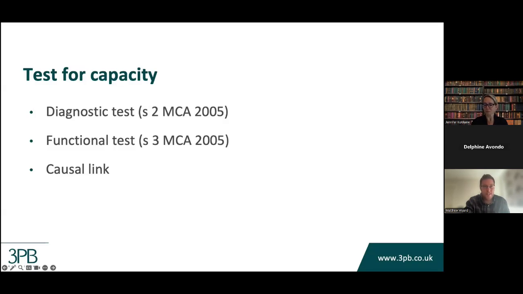But what then is the test for whether someone has capacity? Really, there are three elements. There's a diagnostic test at Section 2 of the Mental Capacity Act, the functional test at Section 3 of the Mental Capacity Act, and then the common law principle that arises from a case called PC and NC v City of York Council, which is that, in interpreting the Mental Capacity Act, there is a causative link between the two. So in effect, the mental impairment and the inability to make a decision must be linked.